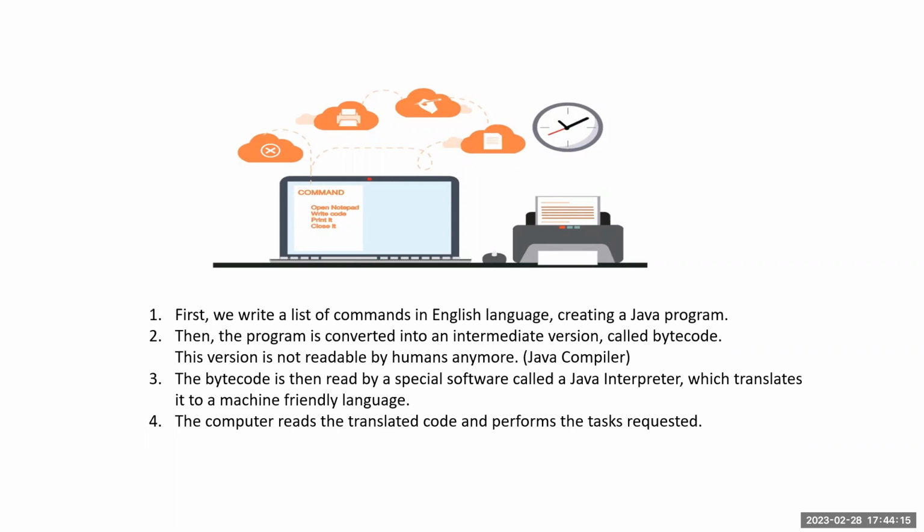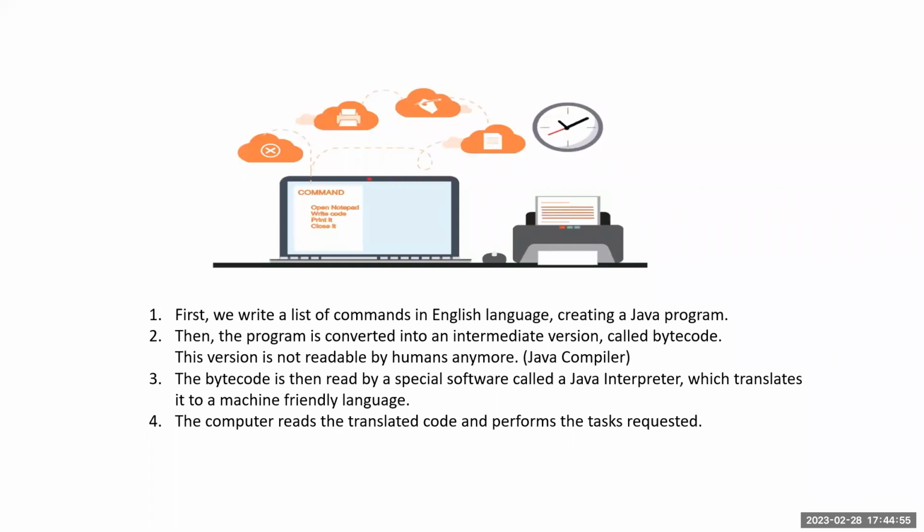First, you write a command in the English language, and you save that file with the extension .java. Then you compile that program using the Java compiler. What the Java compiler does, once you compile it, is create a new file with the extension .class, and that is what we call bytecode.